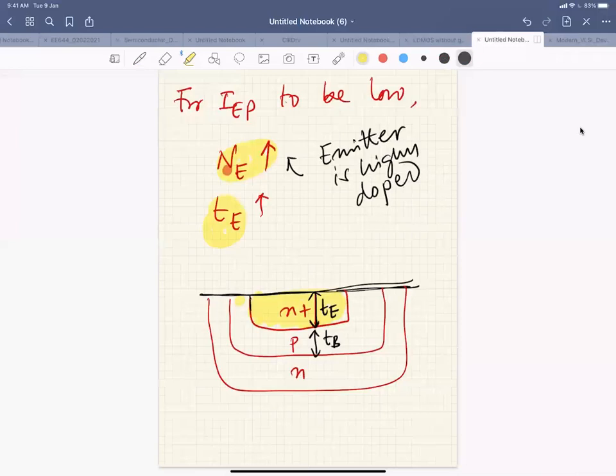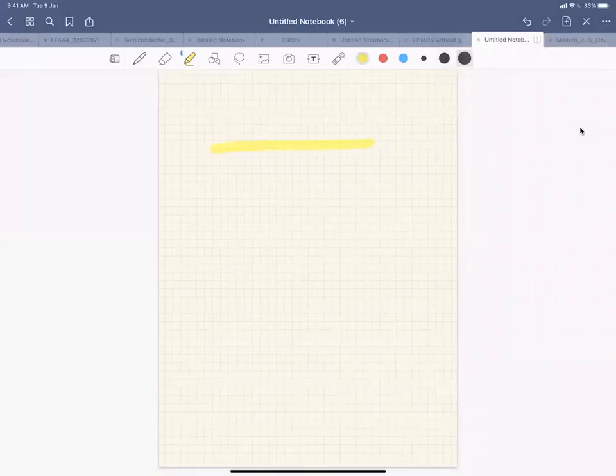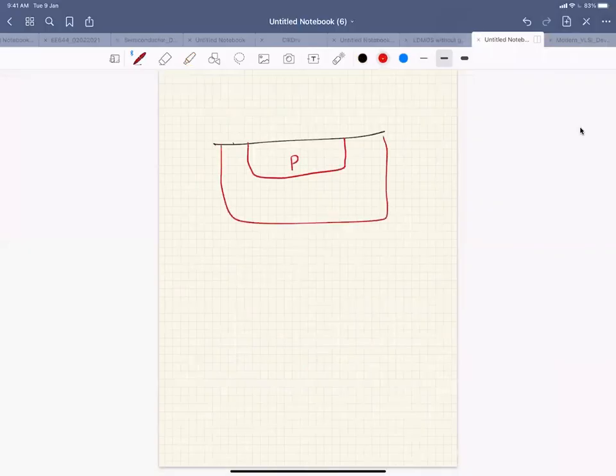So what is done in the modern transistor is that your emitter is not a monosilicon emitter. You have a base, which is P, and your collector, which is N, and your emitter is mostly polysilicon. You could deposit polysilicon and dope it. This is a polysilicon, right?